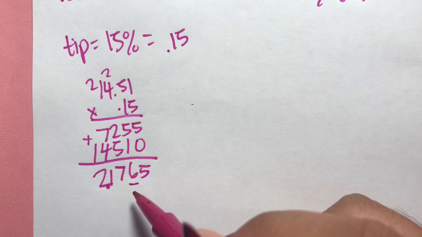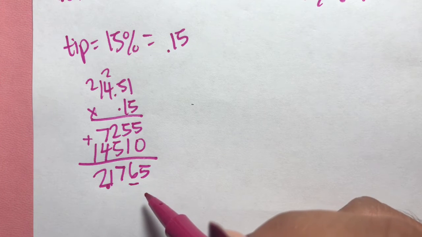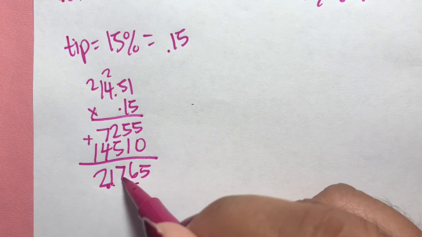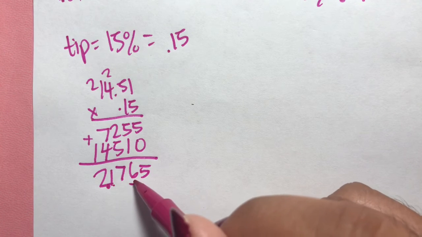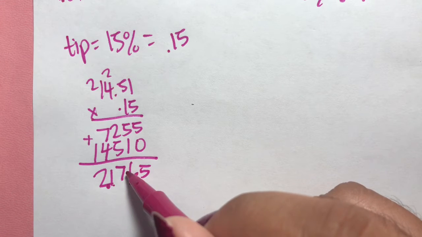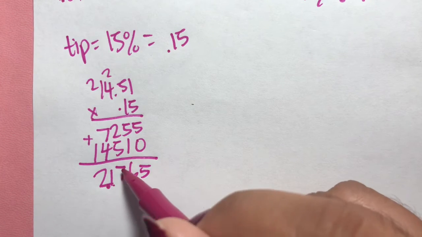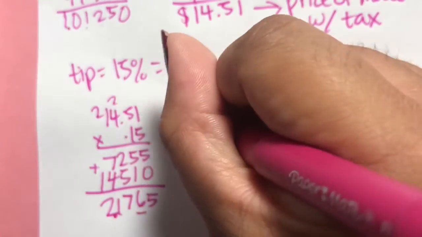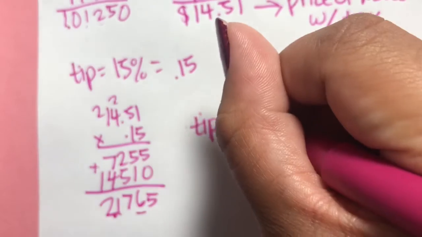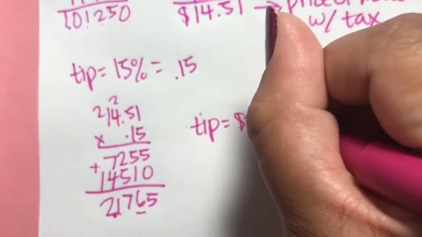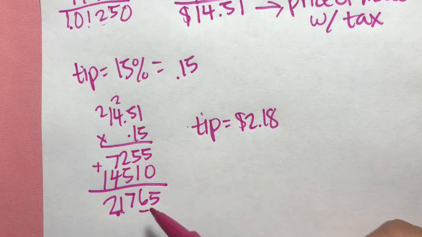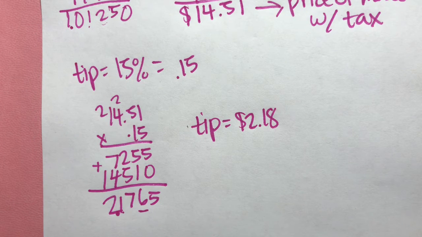Oh, actually, you know what? I'm not rounding to the nearest tenth. I apologize. I'm rounding to the nearest hundredth, because this is my tenth place, this is my hundredth place. So looking at the number after my hundredth place, it's greater than 5. So if I'm rounding to the nearest hundredth, my tip will be $2.18, because I need to round up. So that's the amount of tip I will be leaving.